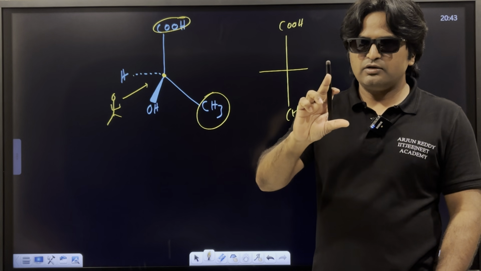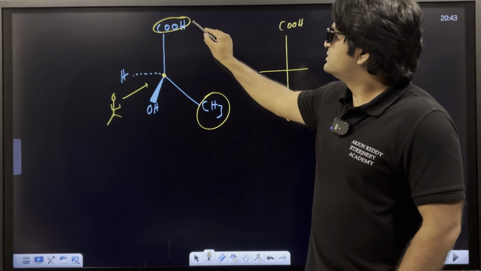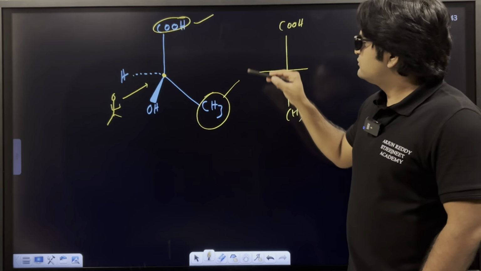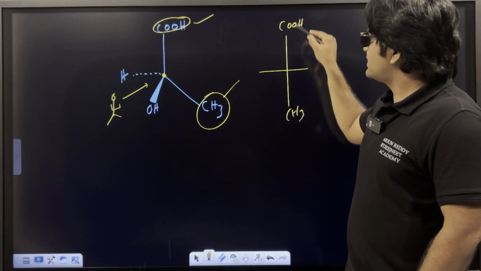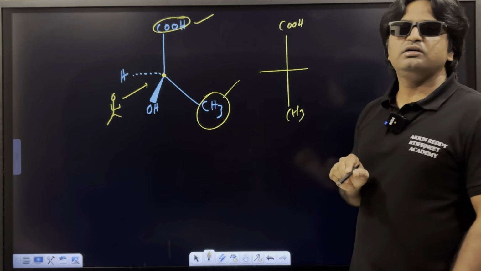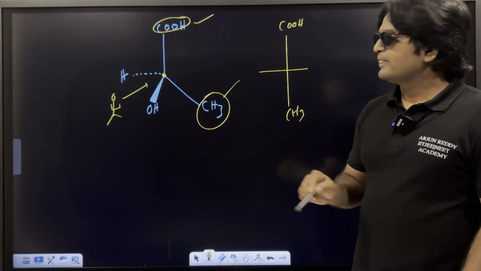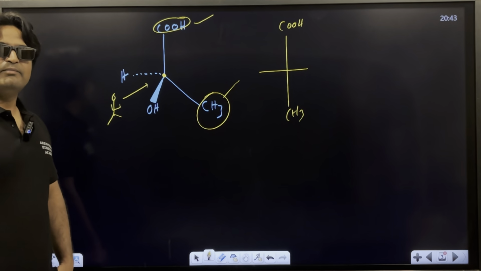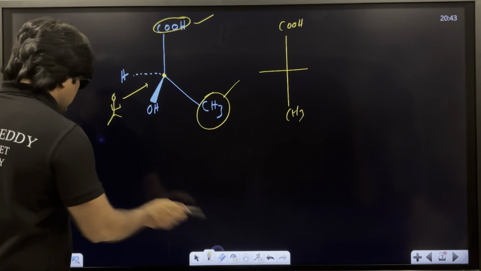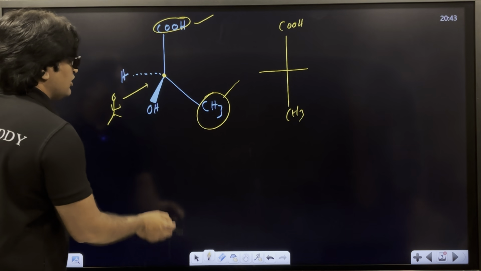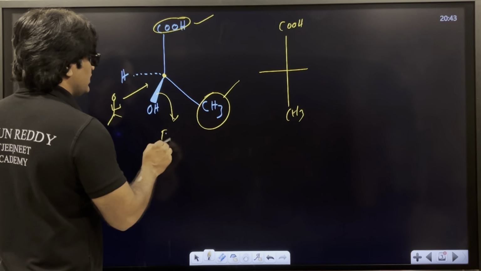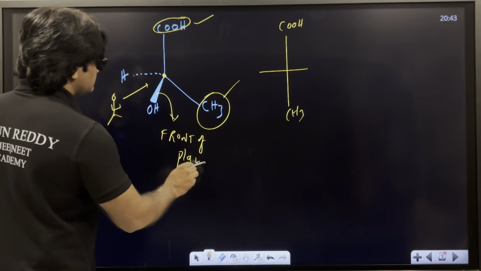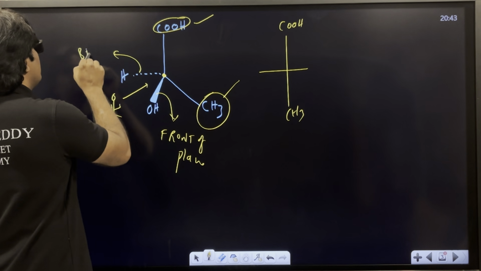COOH and CH3. Top position and bottom position we are taking for in plane groups. Clear? In plane groups. What are the in plane groups here? COOH and CH3. These two are the in plane groups. First we are arranging in plane groups on the vertical line. COOH and next one CH3. Next, what about out of plane groups? Now I am looking at this molecule from right side. And what about this OH? Is OH front of plane or back of plane? This OH is front of plane. Front of plane. And hydrogen back of plane. Clear?